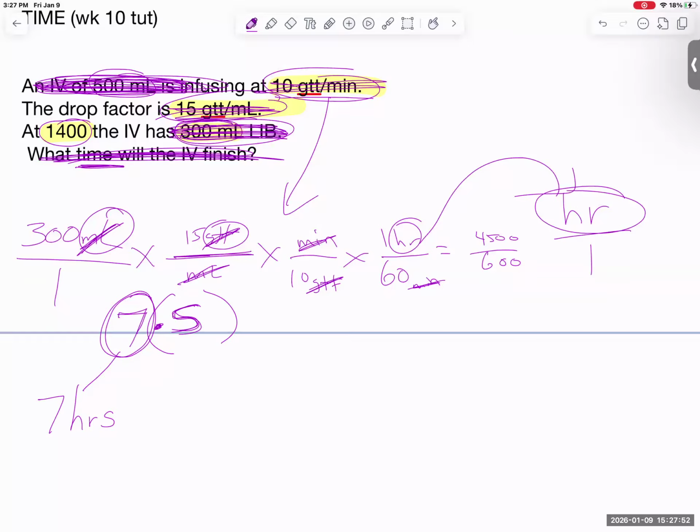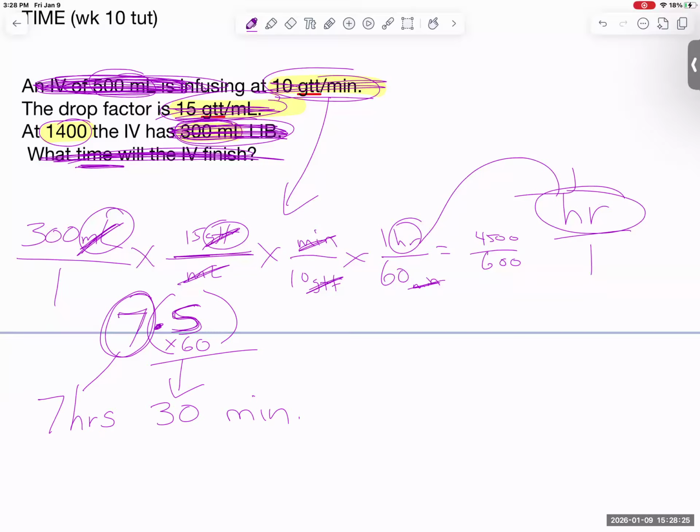So how do we get that 0.5 to represent real minutes? We multiply 0.5 times 60. When we multiply 0.5 times 60, what number do we get? So you would literally put 0.5 times 60 in your calculator, and it gives you what? 30. So 0.5 represents 30 minutes. Okay, 7 hours and 30 minutes.